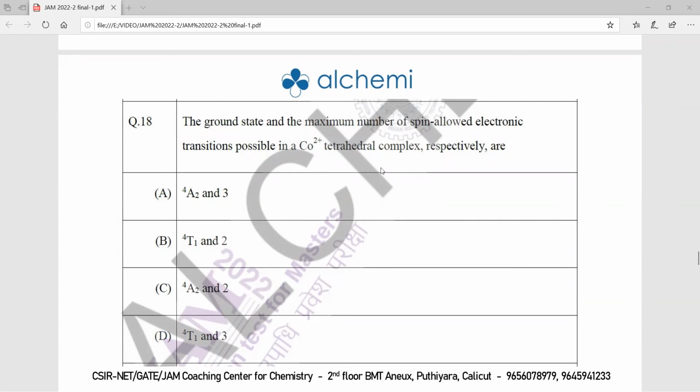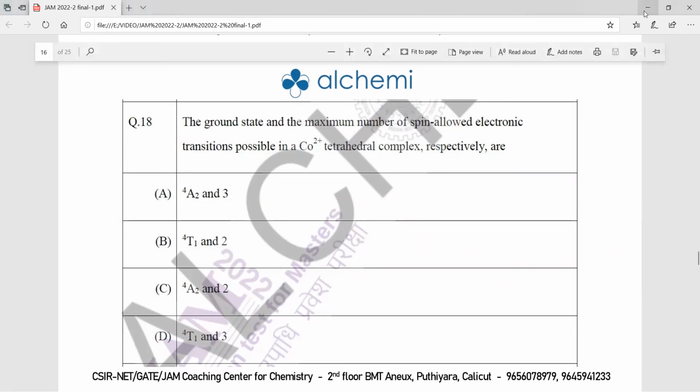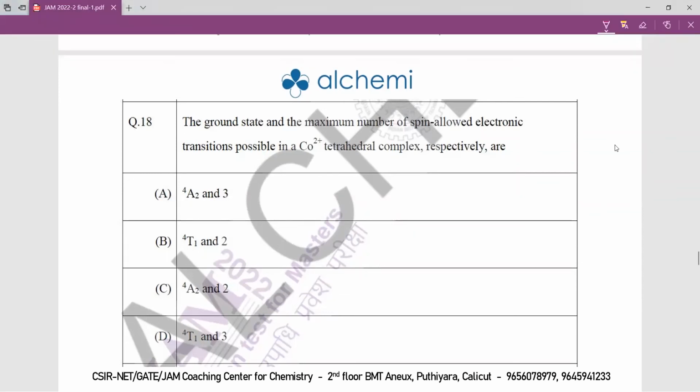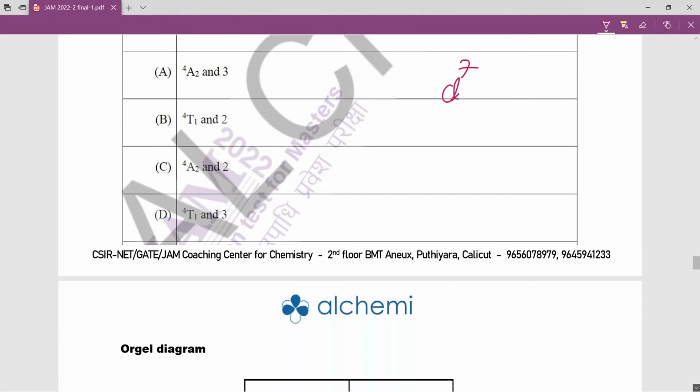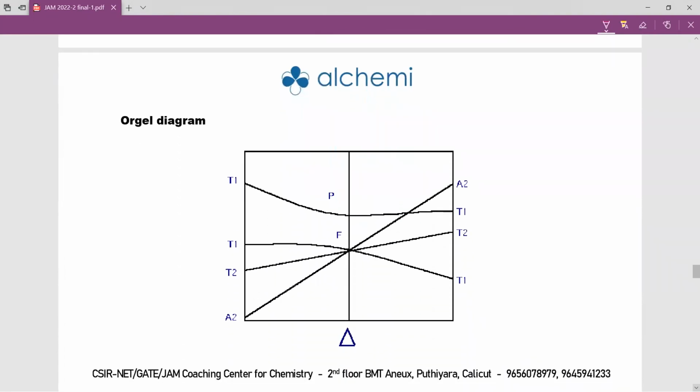Question number 18. The ground state and the maximum number of spin allowed electronic transitions possible in a Co2+ tetrahedral complex respectively are. This is a question from electronic spectra of complexes. To solve this question, we should know the Orgel diagram. It's a cobalt 2 plus system. Cobalt 2 plus means it's a d7 system. So we should know the orbital diagram for the d7 system.